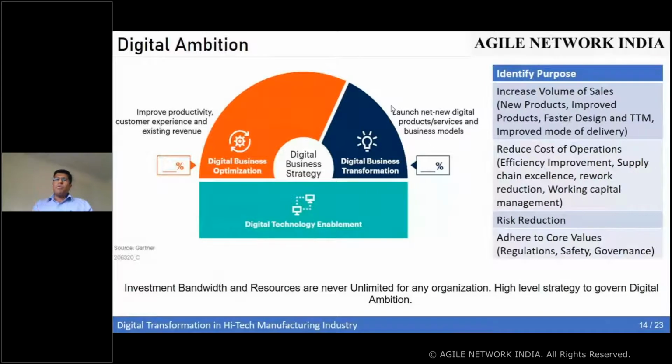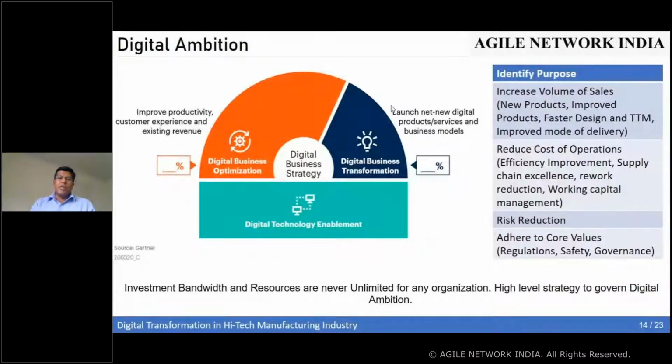So it is paramount that within your investment bandwidth and resources, you have a clear-cut ambition of what percentage of my efforts I'm going to focus on optimization and on digital transformation. This will form the base of your digital strategy. Even your technology roadmap would depend on this clarity of digital ambition. So this is the first thing we decided.